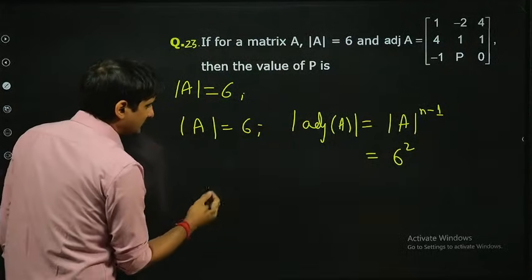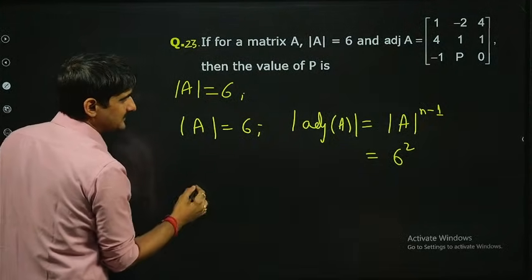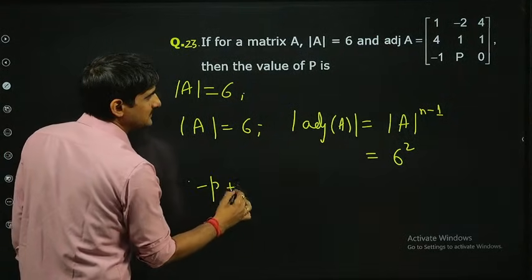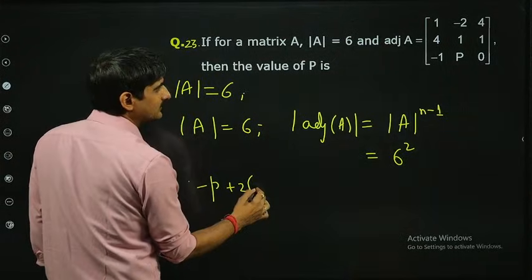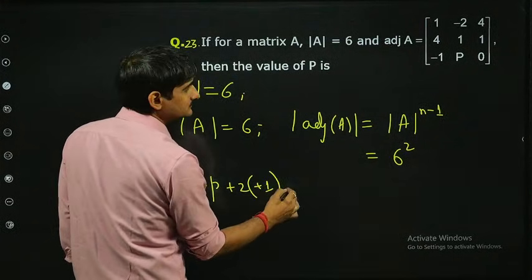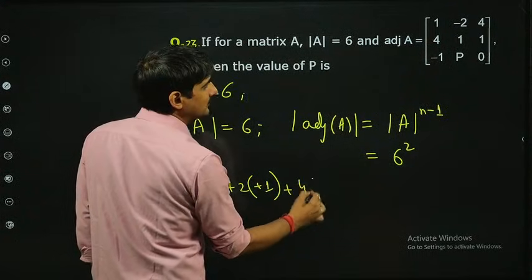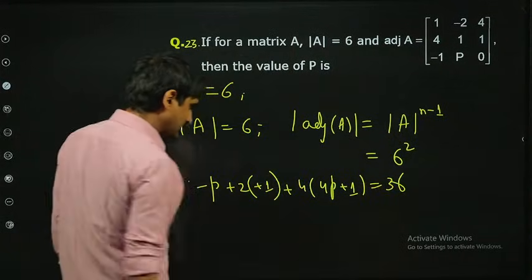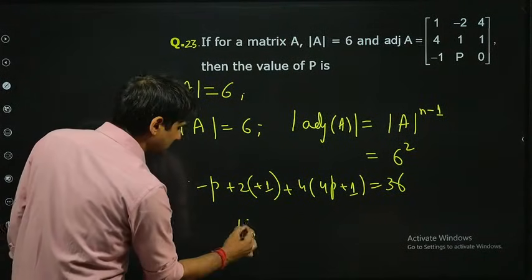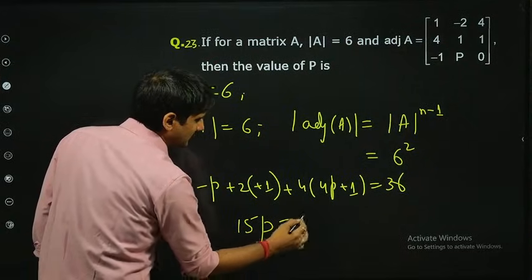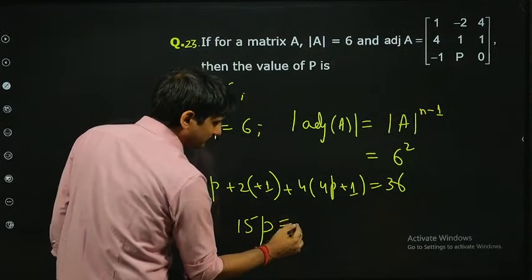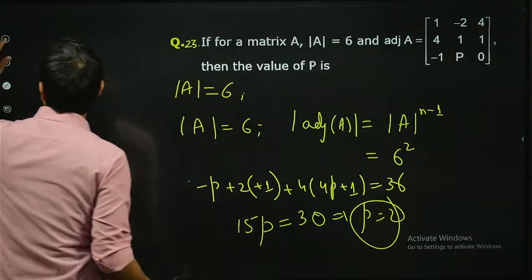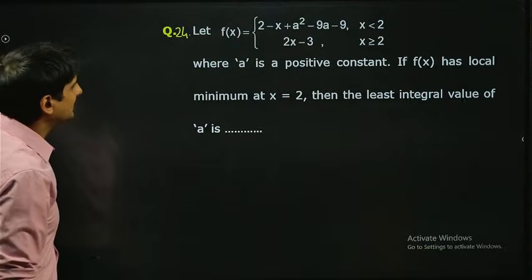So now we have to just write this determinant, which is 1 minus P, so it's minus P plus 2 times 4 plus 1, plus 4 times 4P plus 1 here, which is 36. Okay, just a minute. So 15P plus 6, yeah, we got it. So that's simple, no? A simple question here, bachcho. So P is equal to 2, yeah.